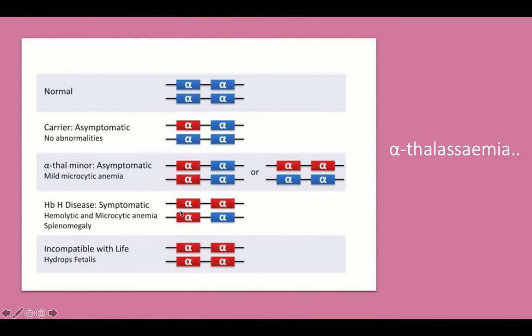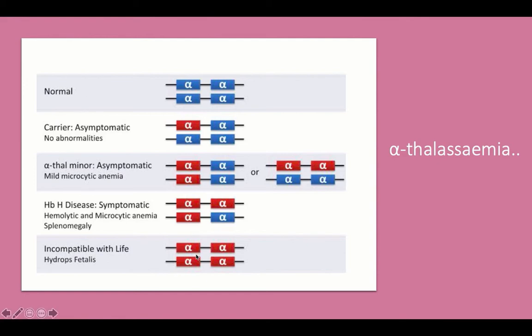Having 3 mutant genes of alpha thalassemia gives us HbH disease, or hemoglobin H disease, which is symptomatic and presents with hemolytic anemia, that is microcytic anemia associated with splenomegaly. This is a differential diagnosis for beta thalassemia; it may be alpha thalassemia. This would be confirmed only by genetic testing.